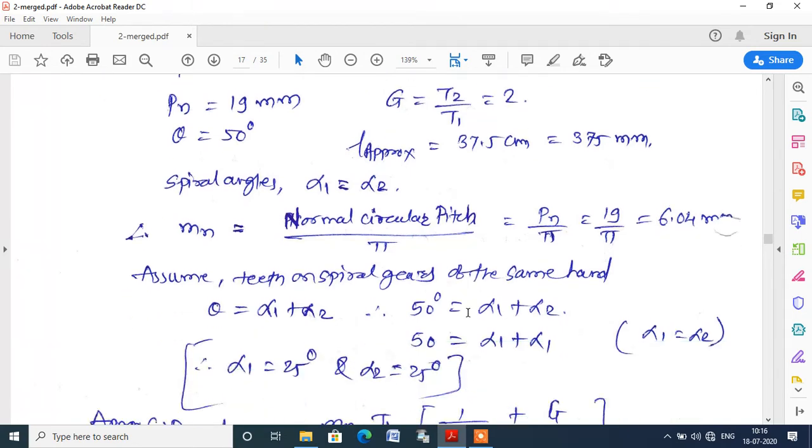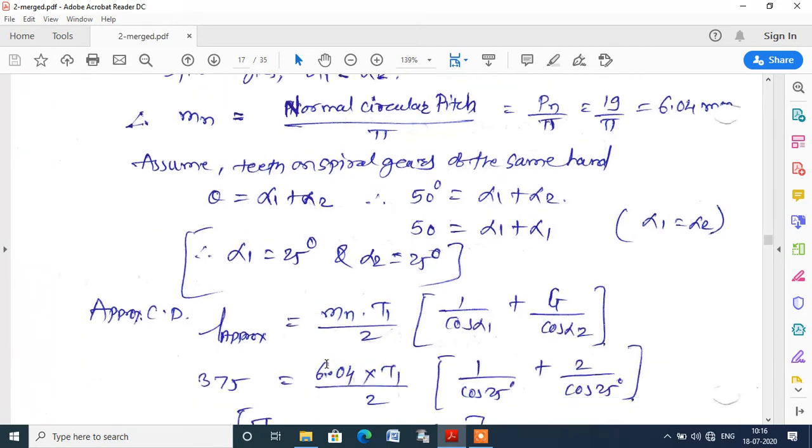Now here, assuming teeth on spiral gears of the same hand of helix, for the same hand of helix we know that theta equal to alpha 1 plus alpha 2. So 50 equal to alpha 1 plus alpha 2. And in this problem it is given same spiral angle, so alpha 1 equal to alpha 2, therefore alpha 1 is 25 and alpha 2 is 25 degree.